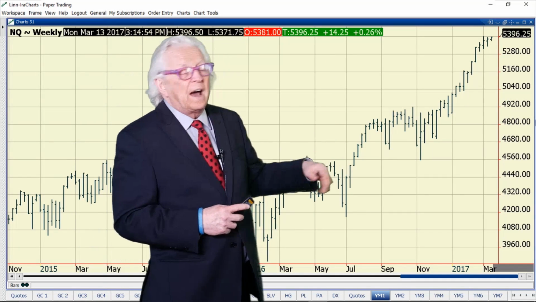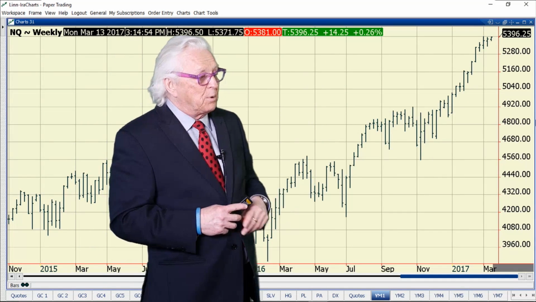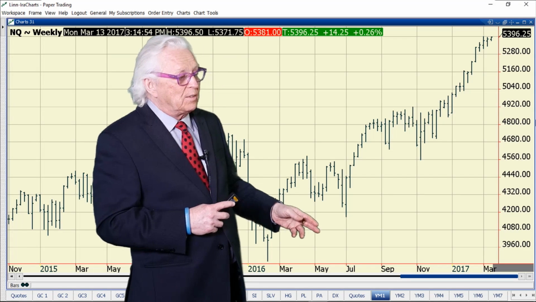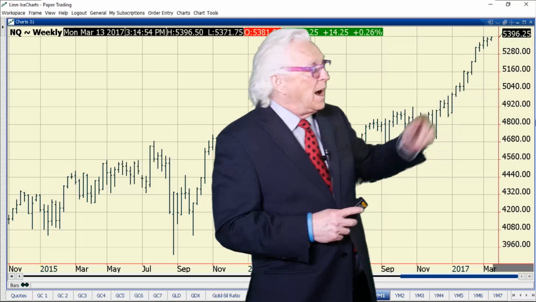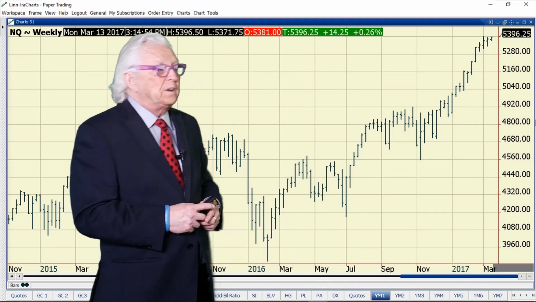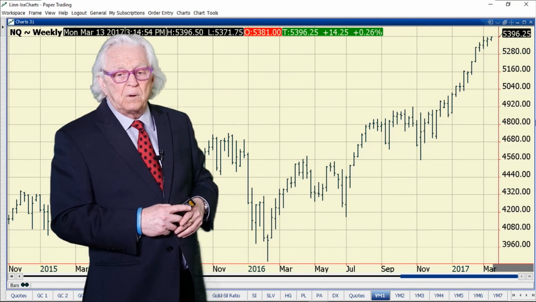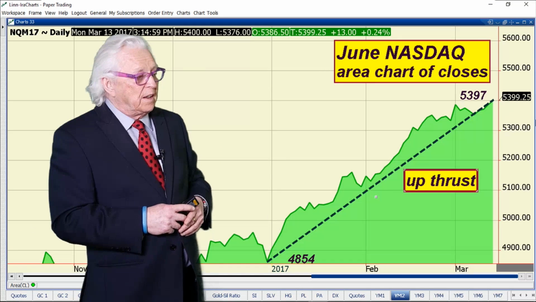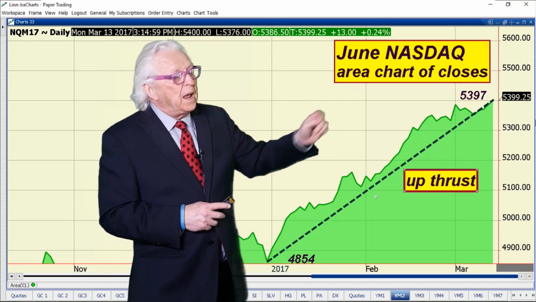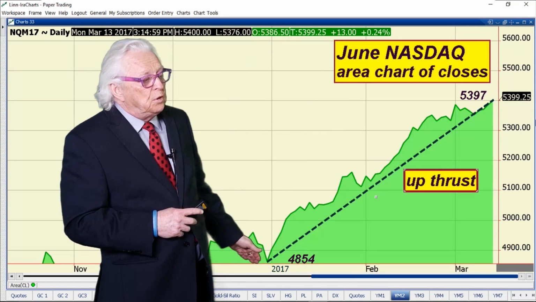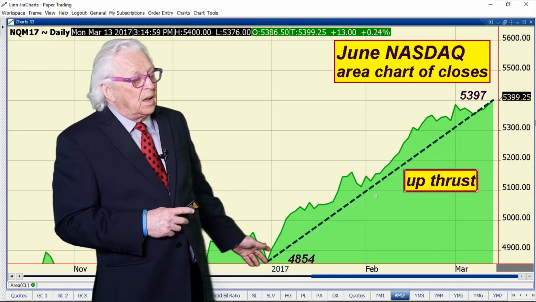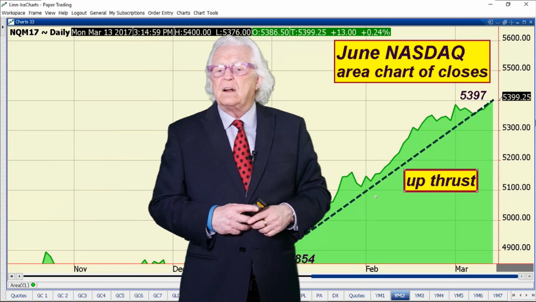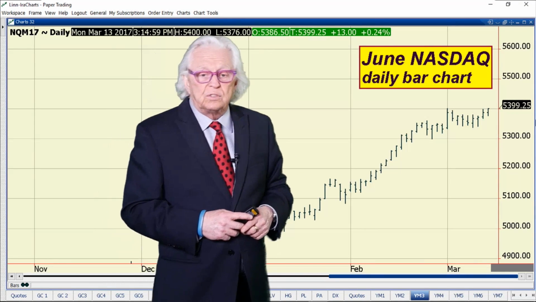I don't know why the parts that I put on it didn't stay, but I checked the other charts and they did. You can see how this market's just gone up, and you're at highs for this whole move on a weekly basis. There's just nothing bearish on this chart as you look at it that way. When we come to an area chart of closes, you've gone from the end of 2016 straight on up to 53.97, and it's pretty hard to argue with what the closing prices have done.